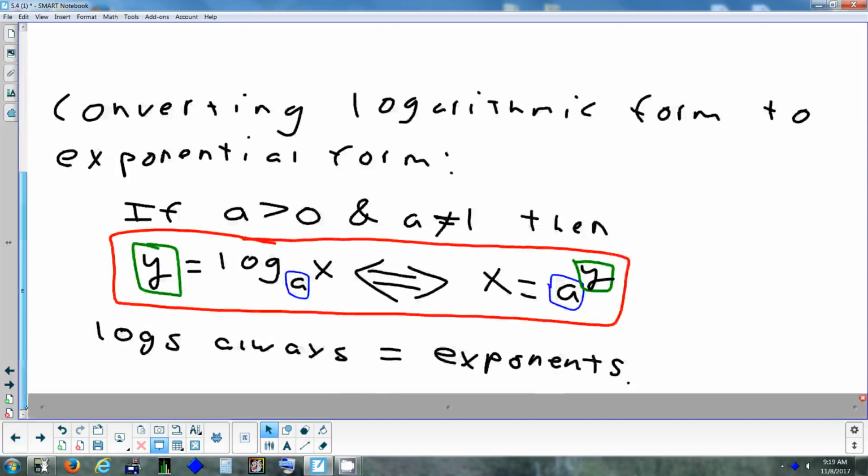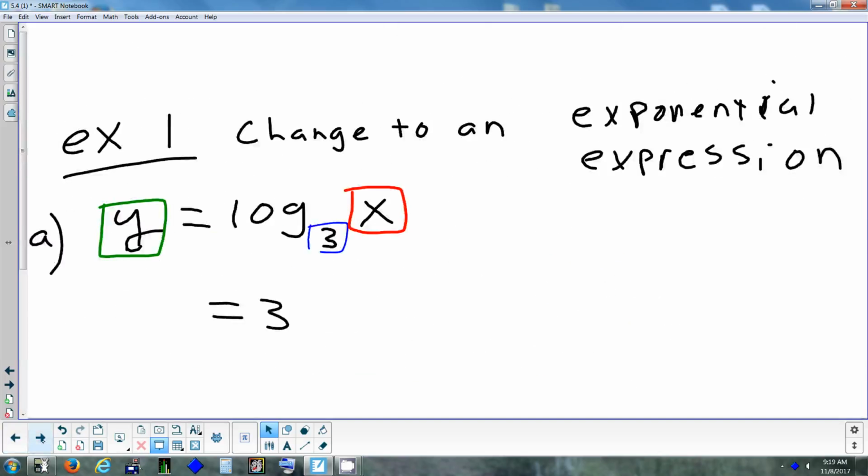Let's go back and look at it. So remember, logarithms always equal what? Y. Exponents, right? So your log always equals your exponent. So it's y. Okay, and now what would have to go by itself on the other side? X. Yeah.